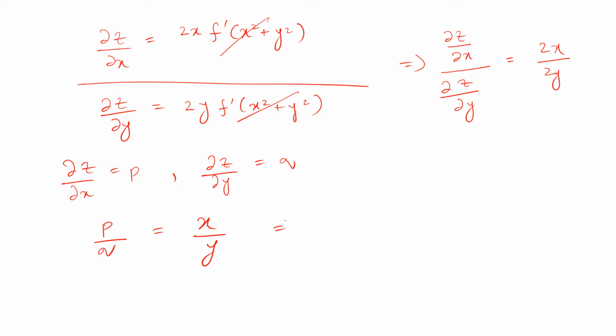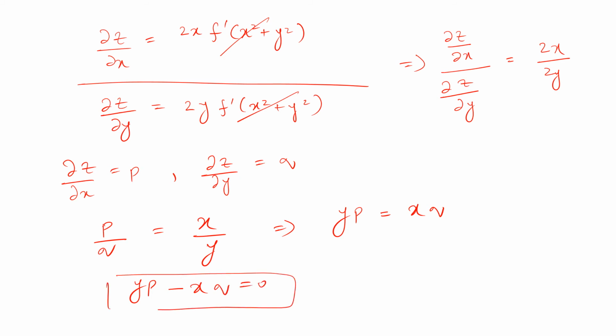So this implies that I can write it as yp is equal to xq, and this implies that y times p minus x times q is equal to 0. So this is our partial differential equation from that arbitrary function which was given initially, that was a function of x squared plus y squared.